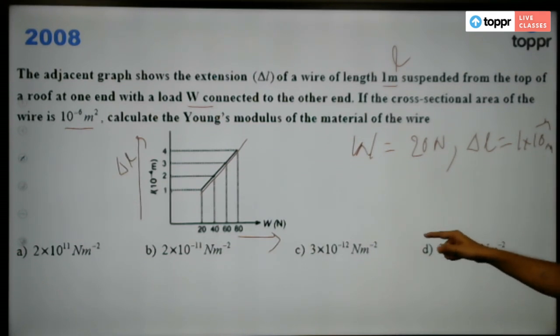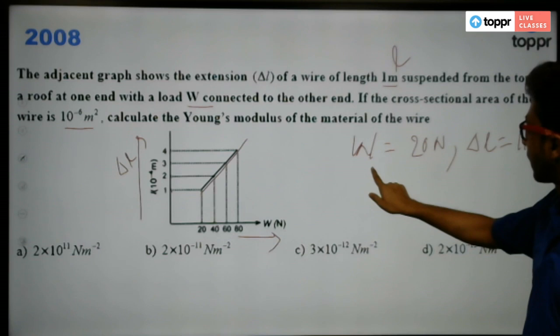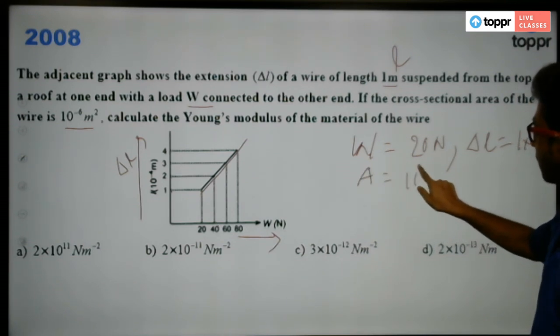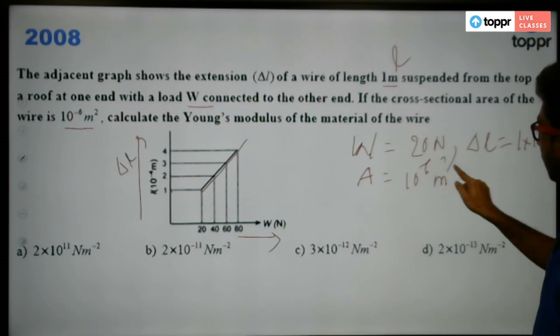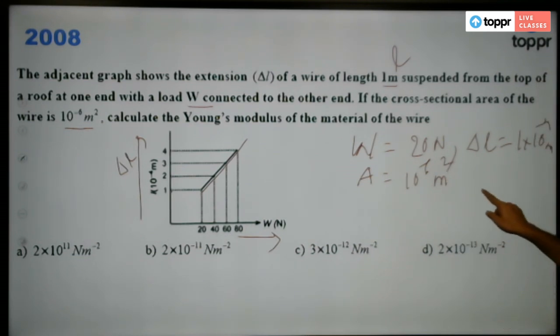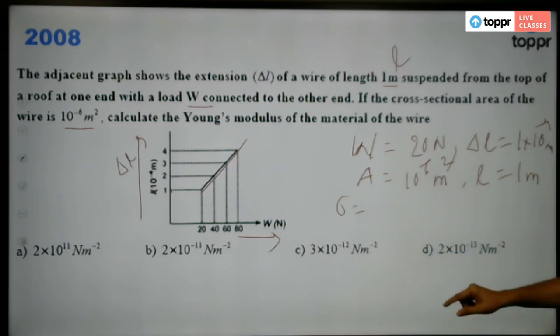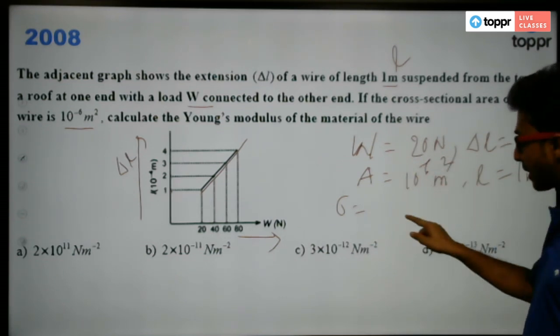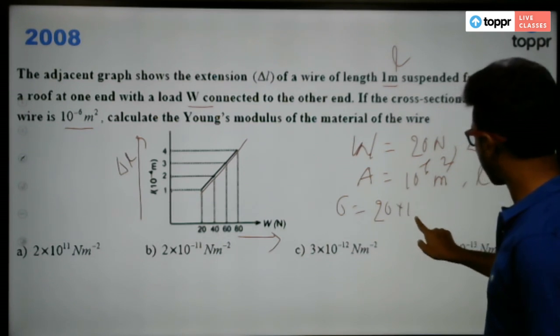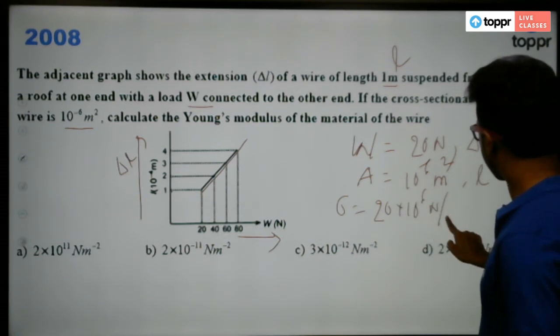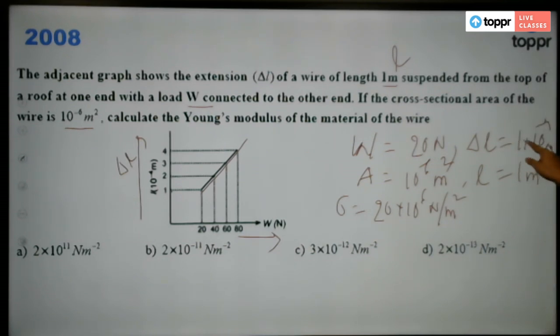Right? Force. And what is given? Area is given as 10 to the power minus 6 meter square. And length L is given as 1 meter. So we'll first find out the stress. Stress is nothing but force by area. So 20 by 10 to the power minus 6 is nothing but 20 into 10 to the power 6 Newton per meter square. And what is del L by L? It is the strain. Strain, del L by L, is nothing but 10 to the power minus 4 meter.